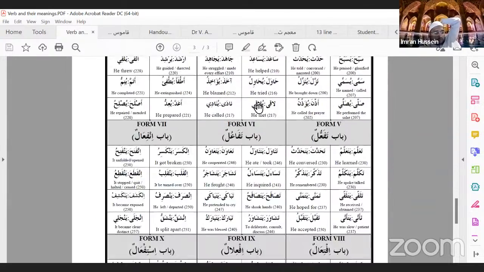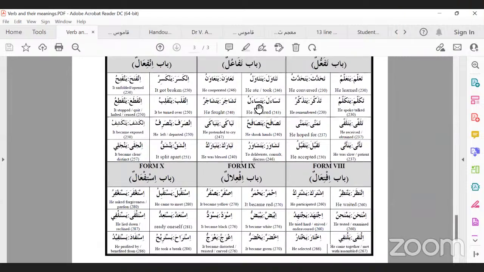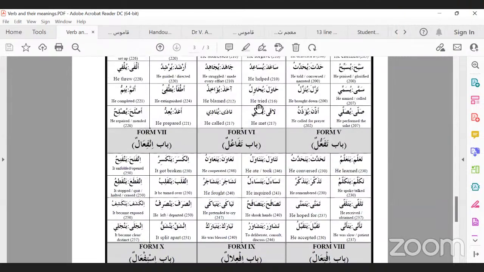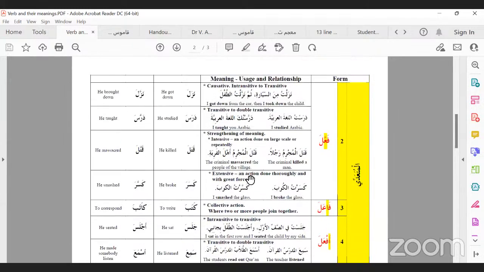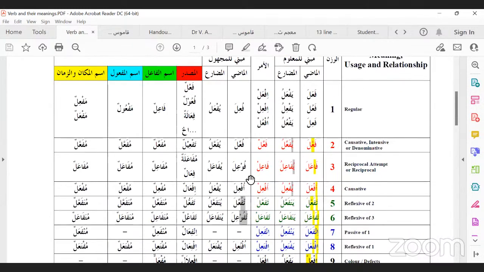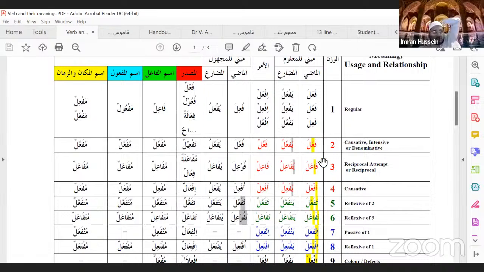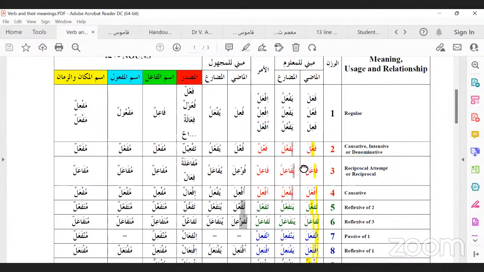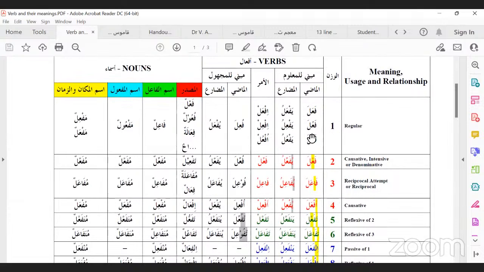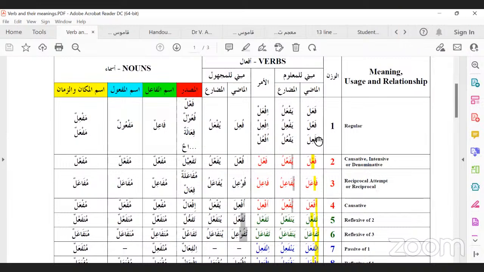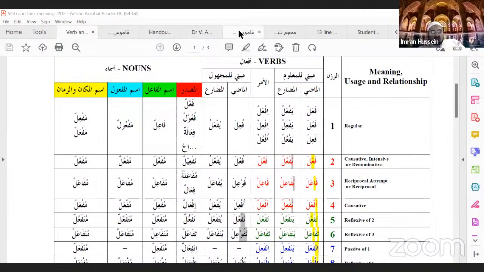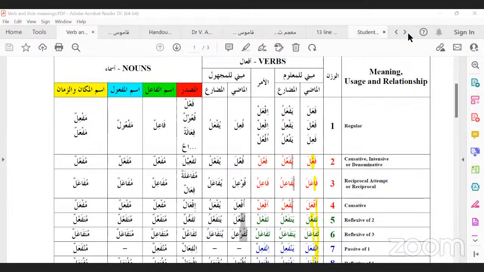Any questions from anyone? The first one was fa'ala and fa'ilu, fa'illa and fu'al. No, fa'ula. What does that mean? Why are they different? Fa'ala, fa'ula. There are three different regular patterns: fa'ala, fa'ula, and fa'ila. But they are different meanings? No. The three letter verbs. Let me show you.